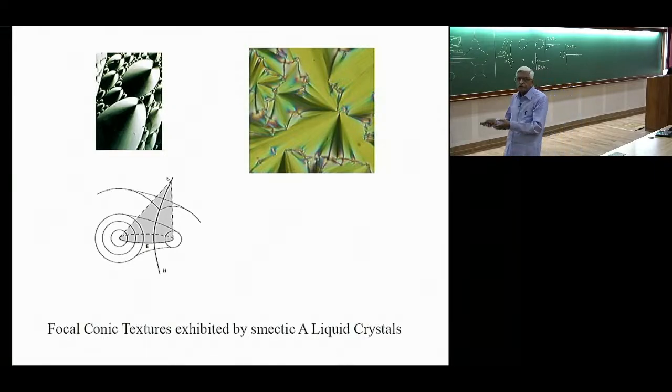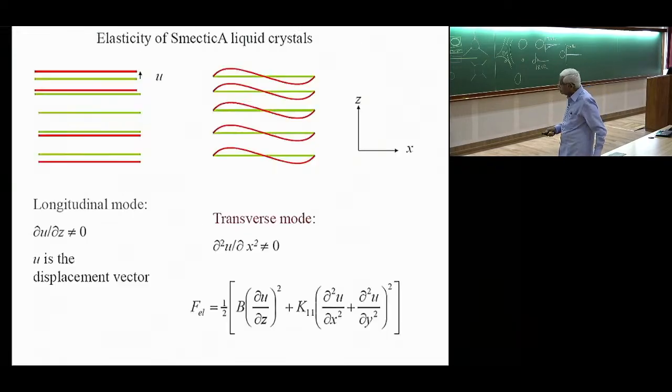This is well known from geometry. So these are called focal conic textures. And if you see this, you know you have a layered system according to Friedel. Again, I will amend this tomorrow. Of course, then you can ask, what is the elasticity? Then they have two types of order. One is a one-dimensional periodic order, and the other is, of course, the orientational order. They are like molecules. So you have mixed elasticity.